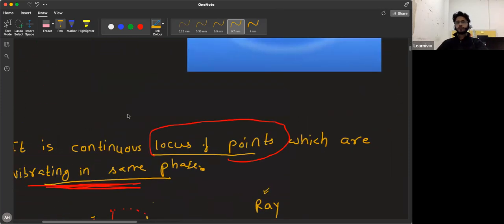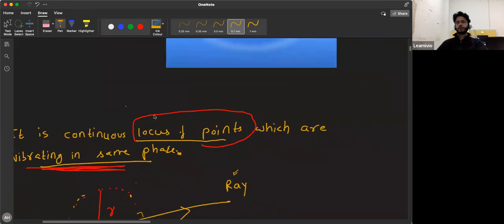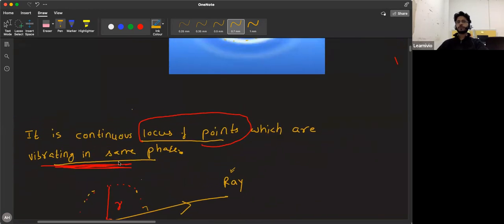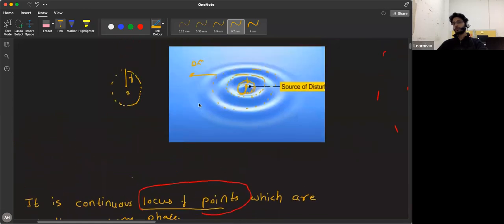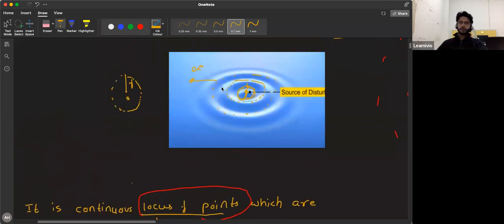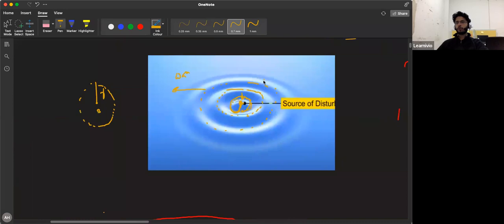So that is the definition of wavefront. It is a continuous locus of points which are vibrating in the same phase. Same phase is also important. To understand phase, you can take this example of water waves. When water particles are vibrating, if you take this outer circle, these are water particles here.